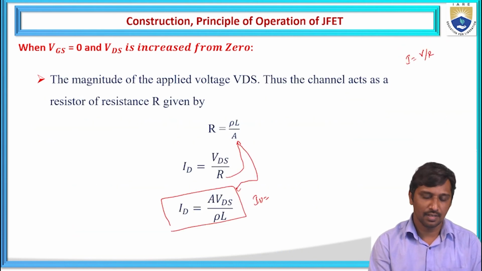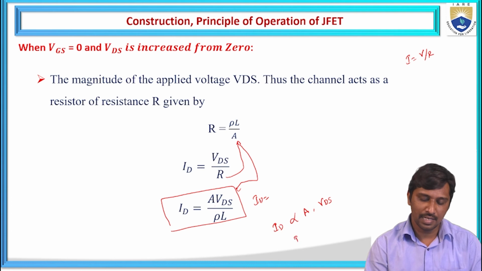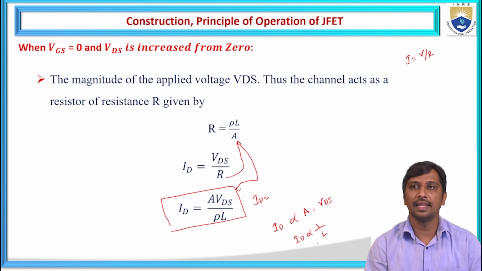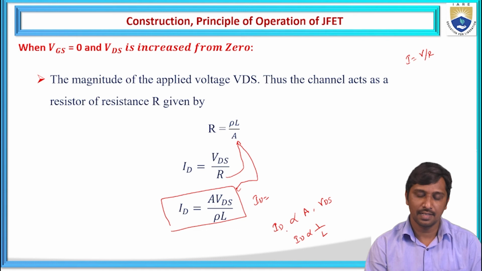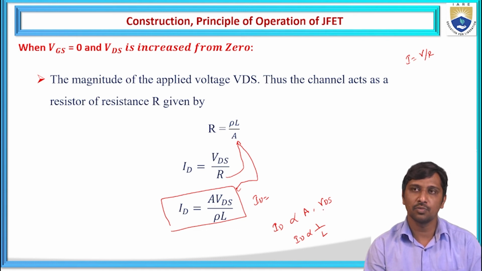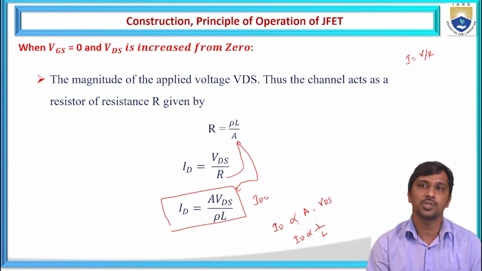So if you observe this current, ID is directly proportional to area as well as the biasing voltage. And this ID is inversely proportional to the length of the channel. From these two observations, the drain current is directly proportional to the biasing voltage applied between the drain and source. It means how much force we apply between the drain and the source, the amount of charge carriers are repelled from the source to drain to allow the drain current from the drain to source.